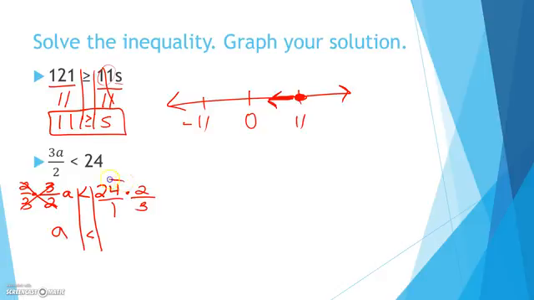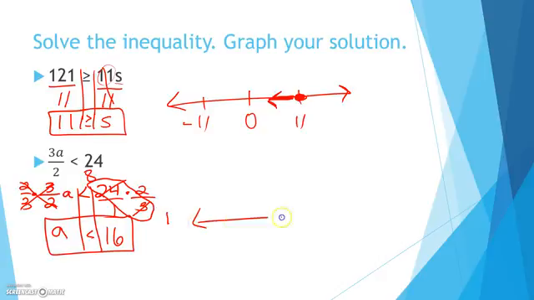And I notice that 24 and 3 have a common factor of 3. So I can divide both of them by 3. 3 divided by 3 gives me 1. 24 divided by 3 gives me 8. And I'm left with 8 over 1 multiplied by 2 over 1, which is just 8 multiplied by 2, which gives us 16. So I have a is less than 16.